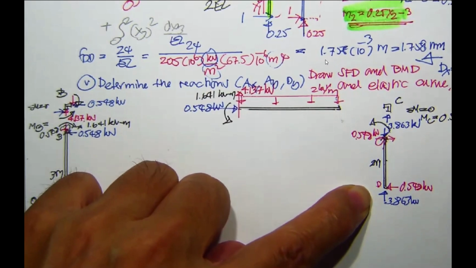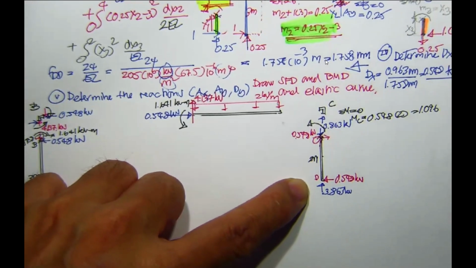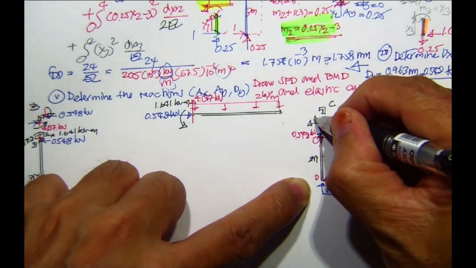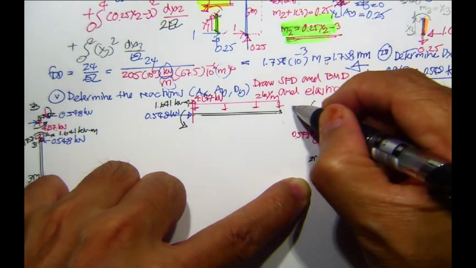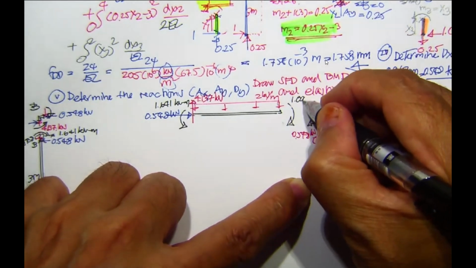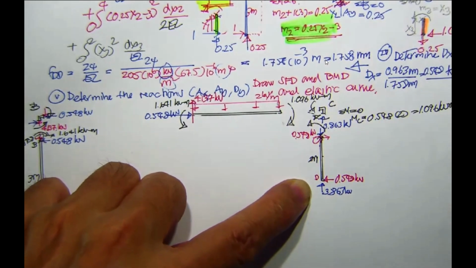That's going to be 1.496. Look, that's going to be 1.496 kilonewton meter. And this is going to be your M sub C. Going to be your M sub C. And then this is going to be 1.496 kilonewton meter.